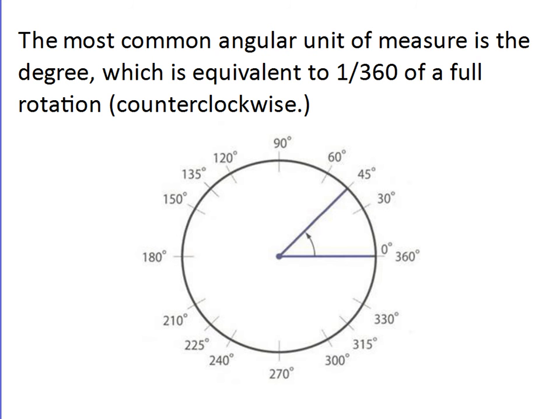Now if we break up a circle into degrees, when we start over here, we are at 0 degrees. We go 30, 45, 60. When we get to the top, that's 90. This would be a right angle with the x-axis. We go around 180, 270, and when we get back over here, this would also be 360 degrees. So if you do one full circle, that is 360 degrees.